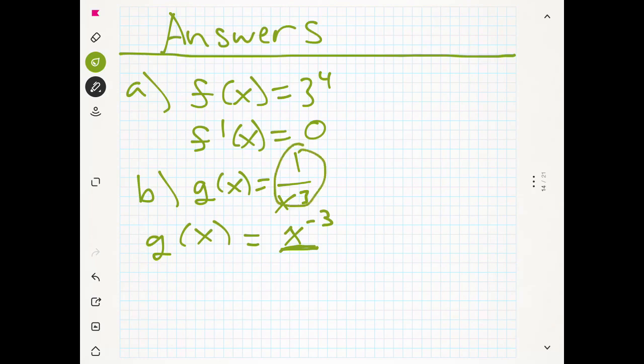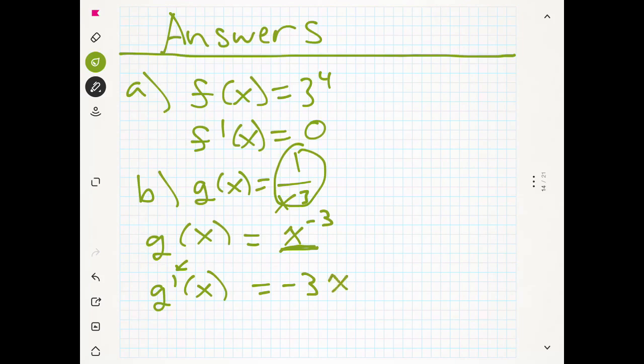We can't really do that. It becomes very hard, right? So we always try to convert it into a form where we have a clear power function and a clear exponent. All right, so now this becomes very easy. G prime of x, please don't forget this sign, very important. G prime of x. We bring the -3 down, all right?